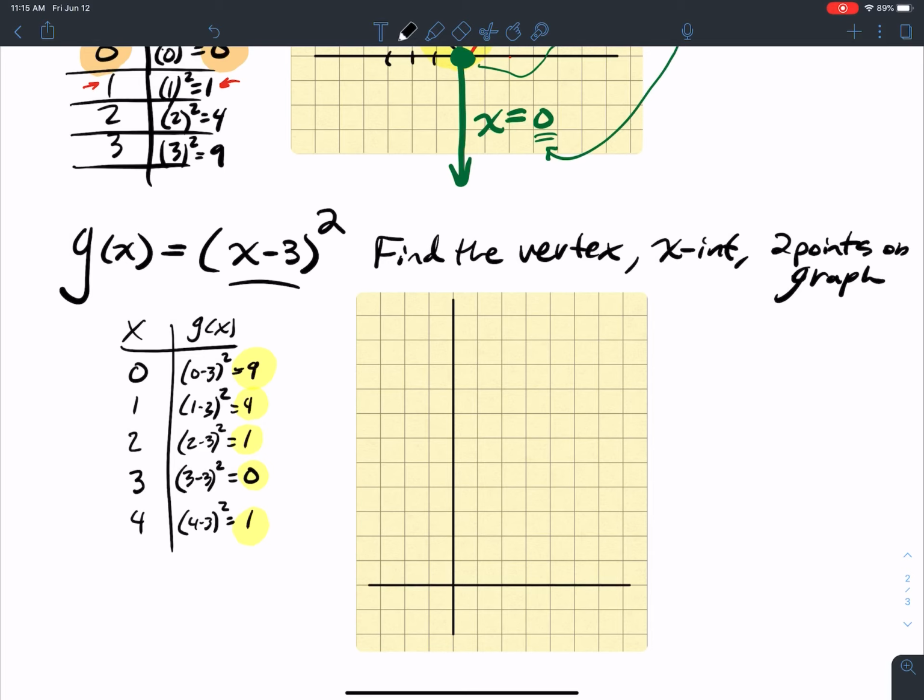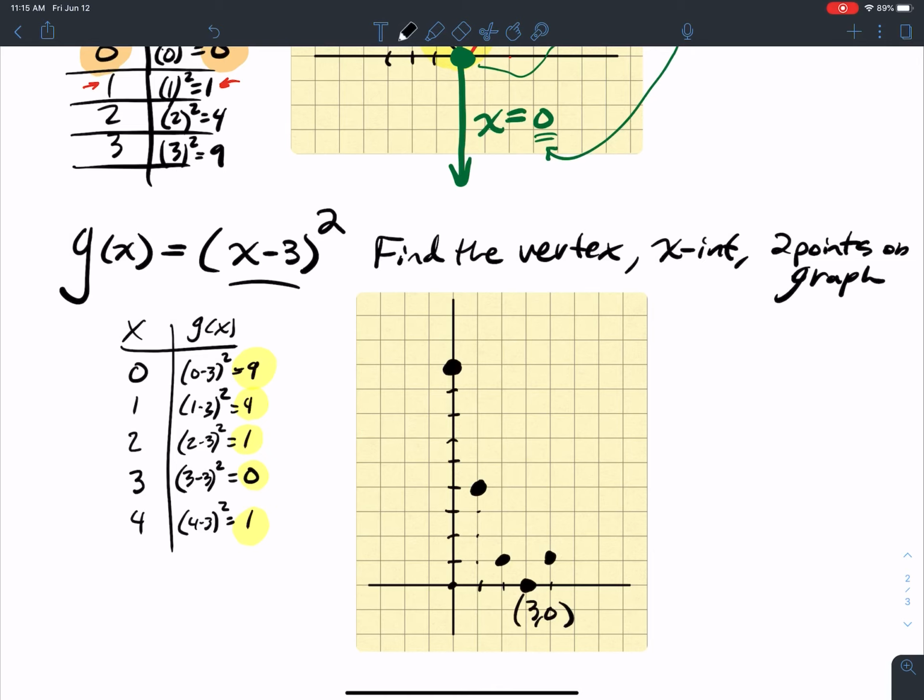So if I graph this at x equal to 0, go up 1, 2, 3, 4, 5, 6, 7, 8, 9. Okay, if I go over 1, I go up 4. Go over another, I go up 1, go over 3. All right, and so this point here is (3, 0).